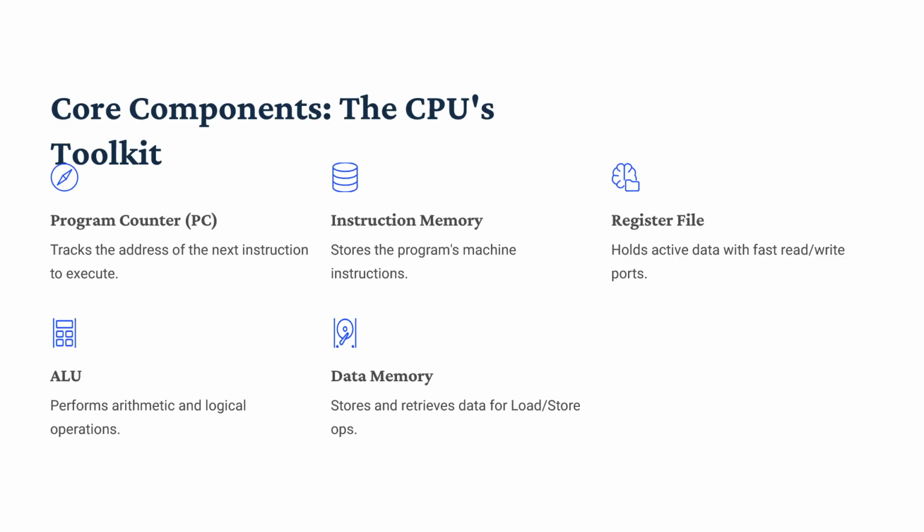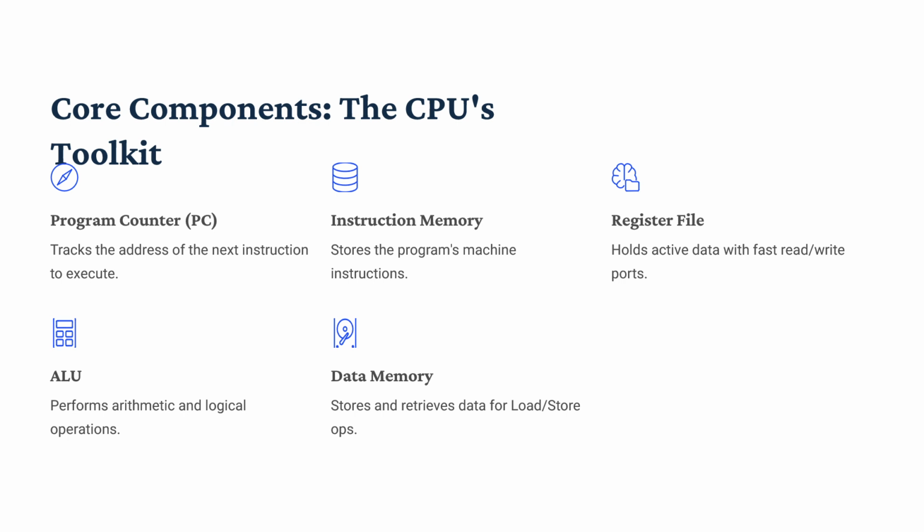The core components, the CPU toolkit. Program counter: the program counter holds the address of the next instruction, updated after each instruction. Instruction memory stores instructions; the PC is used to fetch the instruction. Register file: containing registers, holding active data with fast read and write ports. It supports read and write.